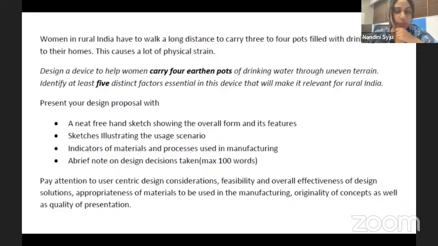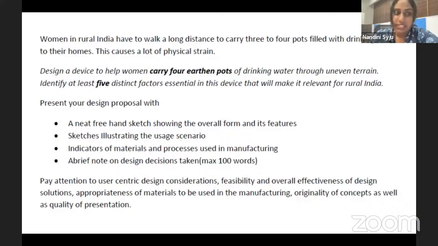All right. So let's read the question one more time. Women in rural India have to walk long distances to carry 3 to 4 pots filled with drinking water. This causes a lot of physical strain. Right. Design a device to help women carry 4 earthen pots through an uneven terrain. Identify at least 5 distinct factors each. Now you guys are able to read the question, and you are able to break this down into what exactly we have to do.